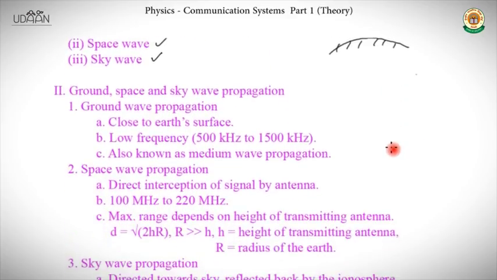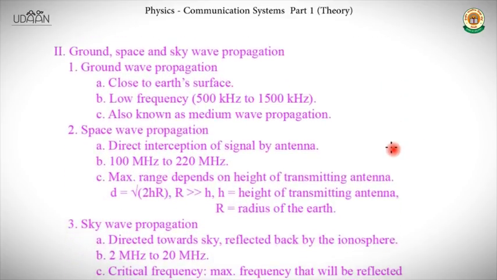Next we'll go to a few properties of the ground, space and sky wave propagations. First, for the ground wave propagation, you should know that it travels really close to the Earth's surface. That's because it gets reflected from the Earth's surface, so it has to go really close to the surface. And people use low frequency for these waves, like 500 kilohertz to 1500 kilohertz basically. These waves are also known as medium wave propagation.